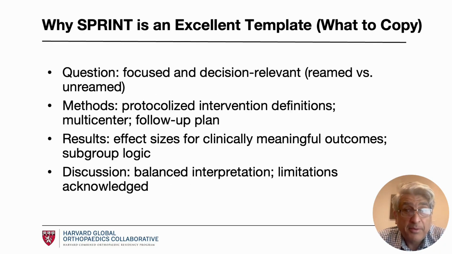Now, why is this an excellent template? Because the introduction states the clinical uncertainty. The methods define interventions very clearly, what counts as reamed and unreamed, and address randomization and follow-up. The results section reports the outcomes transparently and does not hide complications. And the discussion avoids overclaiming and acknowledges where evidence is stronger and weaker, for instance, open versus closed fractures. This is a good example to mirror in your own papers.